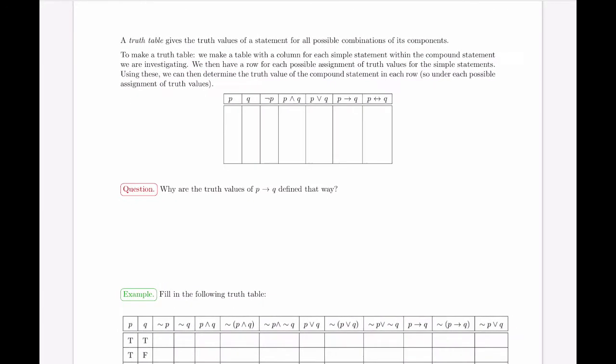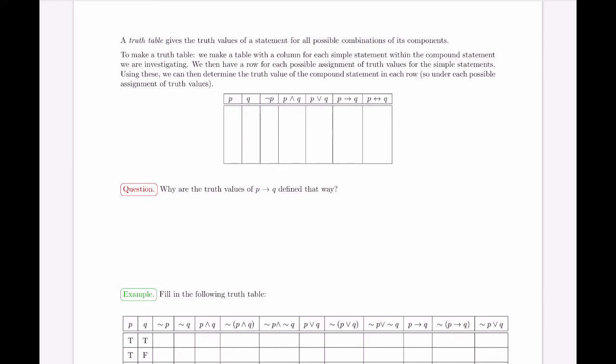First of all, we need to come up with a way to somehow organize this information, and that way will be what we call a truth table. The truth table gives the truth values of a statement for all possible combinations of its components. So the way that we make our very first truth table here is we start with two columns that correspond to the simple statements P and Q. We then are going to follow up with 5 columns that correspond to the 5 operations we have defined. For the statements that are the components of everything else, we will come up with all possible combinations of the truth values. So let's fill in the first 2 columns here first.